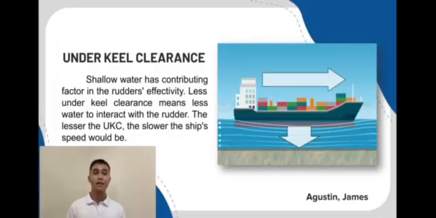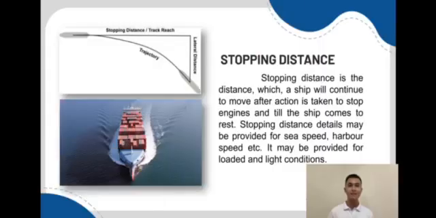Next, under-keel clearance. Shallow water is a contributing factor in the rudder's effectivity. Less under-keel clearance means less water to interact with the rudder. The lesser the UKC, the slower the ship's speed would be. Next is the stopping distance. Stopping distance is the distance which a ship will continue to move after action is taken to stop engines until the ship comes to rest. Stopping distance details may be provided for sea speed, harbor speed, etc. It may be provided for loaded and light conditions.